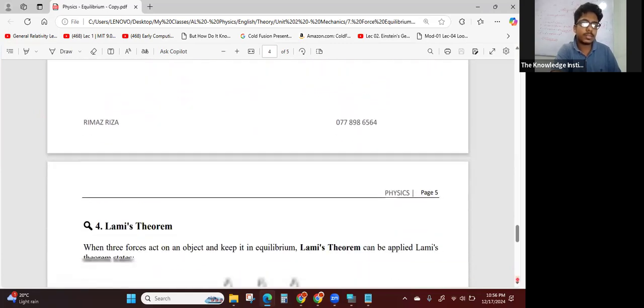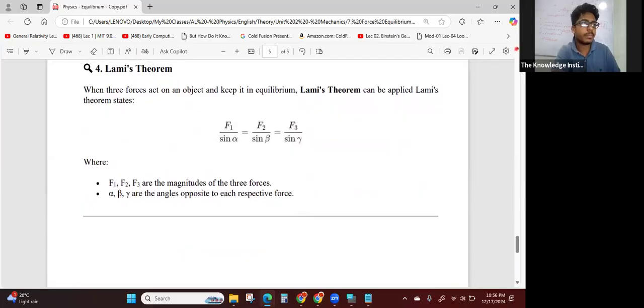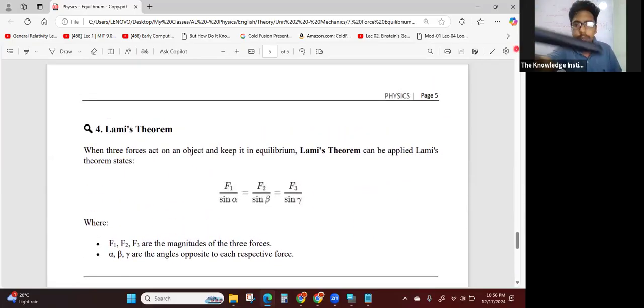Okay. So the last part of today's discussion, Lami's theorem. So right on the topic, Lami's theorem.